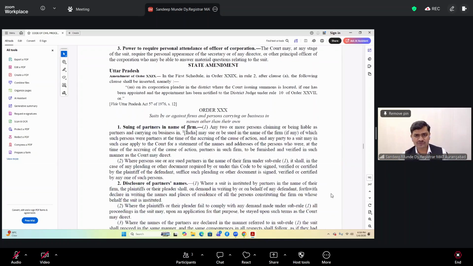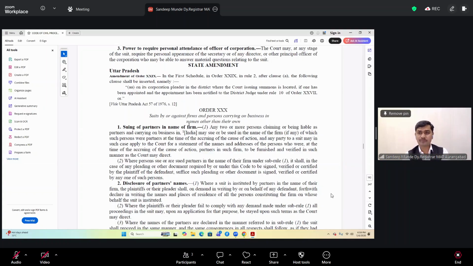These are the general provisions. According to Order 30, there are suits by or against firms and persons carrying on business in names other than their own. The provisions of Order 30 deal with partnership firms.